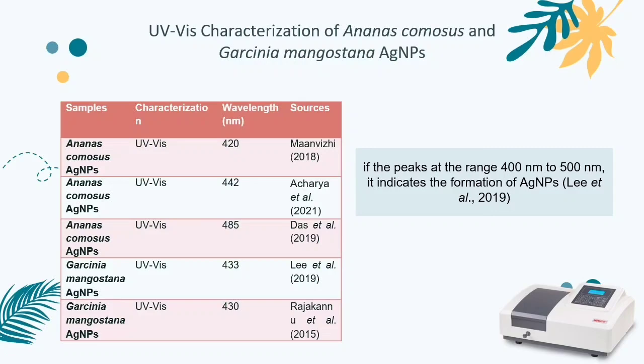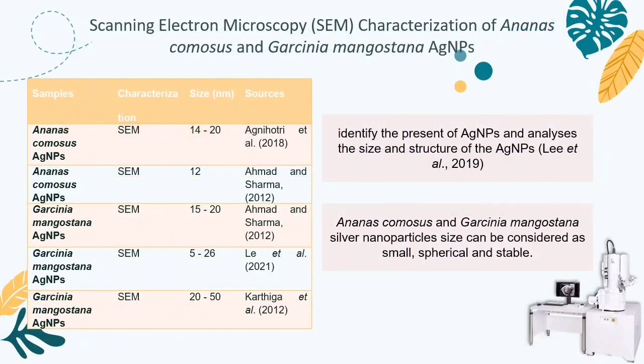433 nanometers. For information, SEM is used to identify the presence of silver nanoparticles and analyze the size and structure of silver nanoparticles. The table shows that Ananas comosus silver nanoparticles is the smallest at 12 nanometers, while Garcinia mangostana silver nanoparticles the smallest within the range of 15 to 20 nanometers. This shows that they are small, spherical, and stable in size.